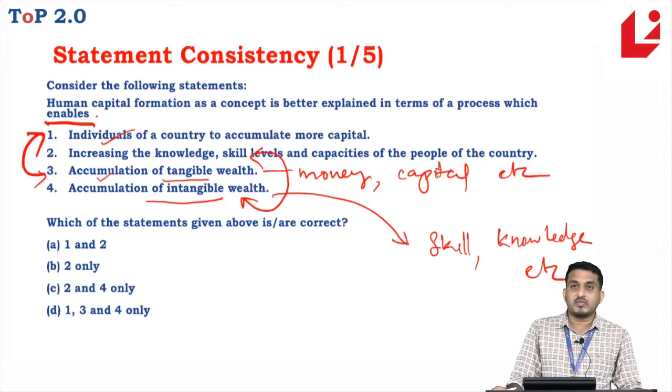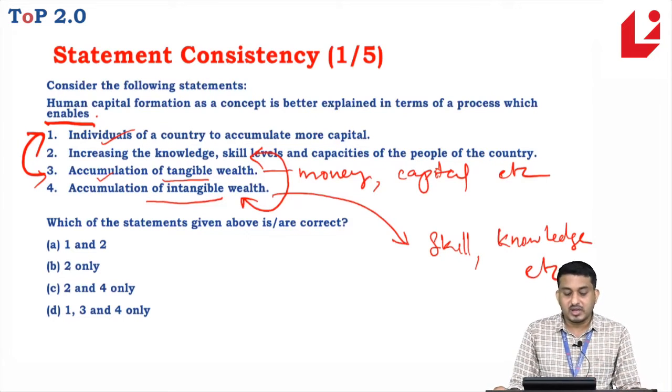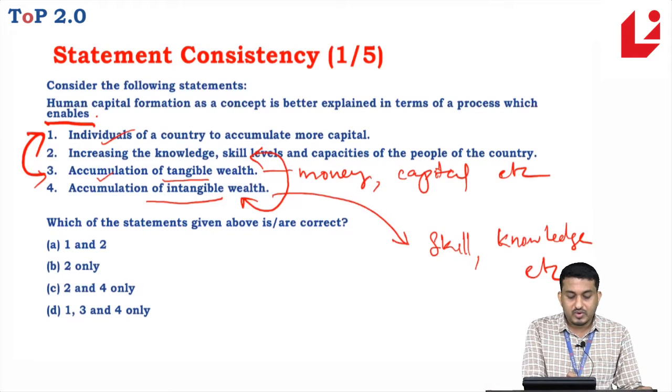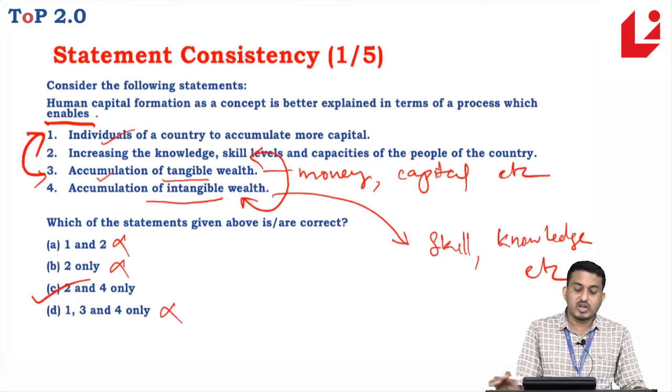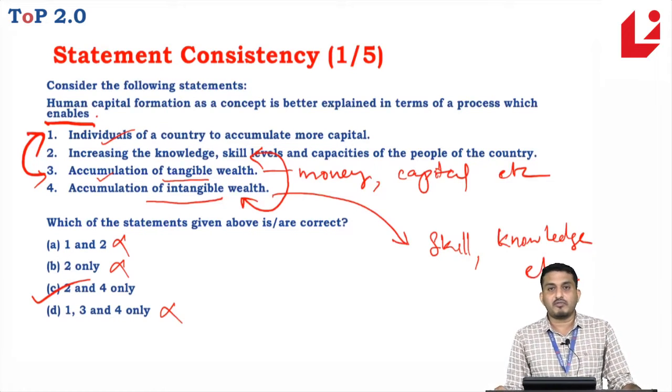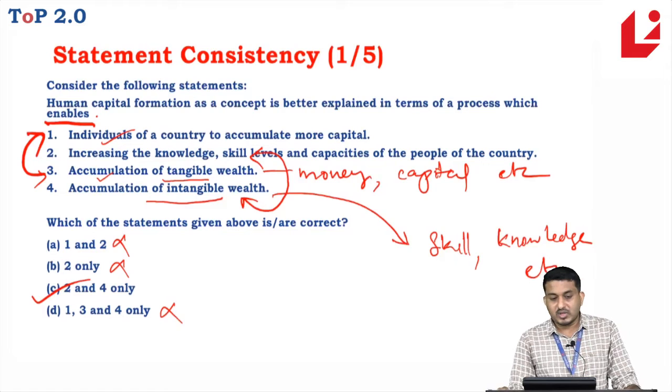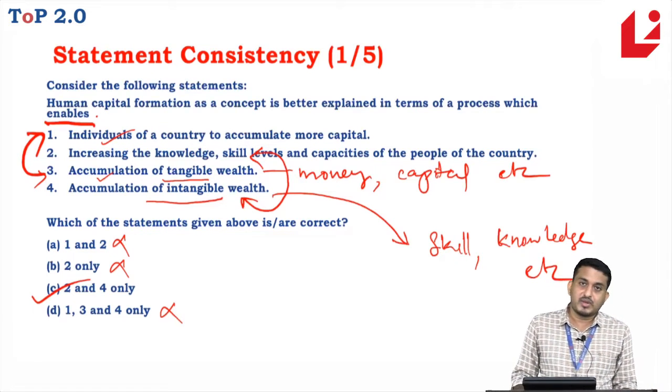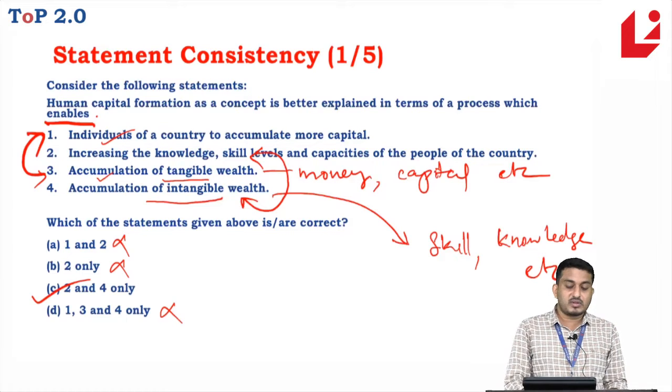Now the only task left is to find the option which meets this criteria. 1 and 2, no. 2 only, no. If 2 is there, 4 also should be there. 1, 3, 4, no. So what is the right answer? The right answer is 2 and 4 only. So statement consistency means you are trying to find the consistent statements, so that if a particular statement is correct, there is every possibility that the other statement is also correct. The both statements will go together only. Getting it? That is called statement consistency.